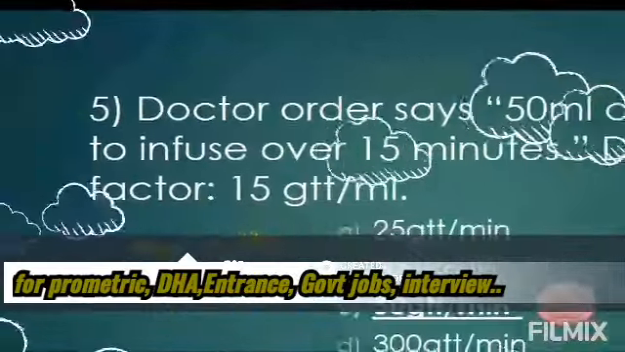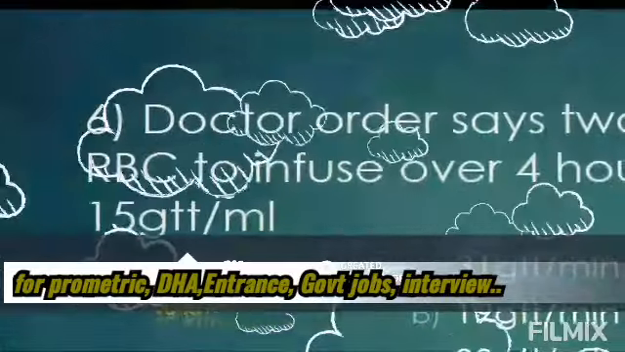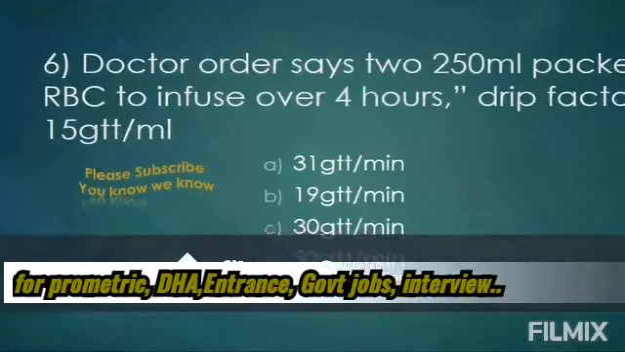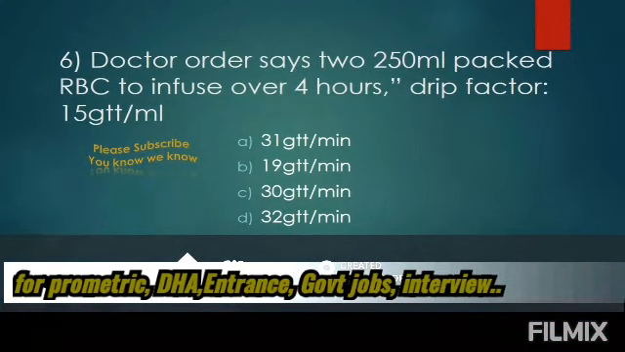Here comes your sixth question for today. Doctor order says 250 ml packed RBC to infuse over 4 hours. Drop factor is 15 GTT per ml. So what can be the answer according to the formula? We have to take the total IV fluid volume to be divided by 4 hours. 4 hours to be multiplied by 60 minutes, and completely to be multiplied by the drop factor, that is 15 GTT per ml.